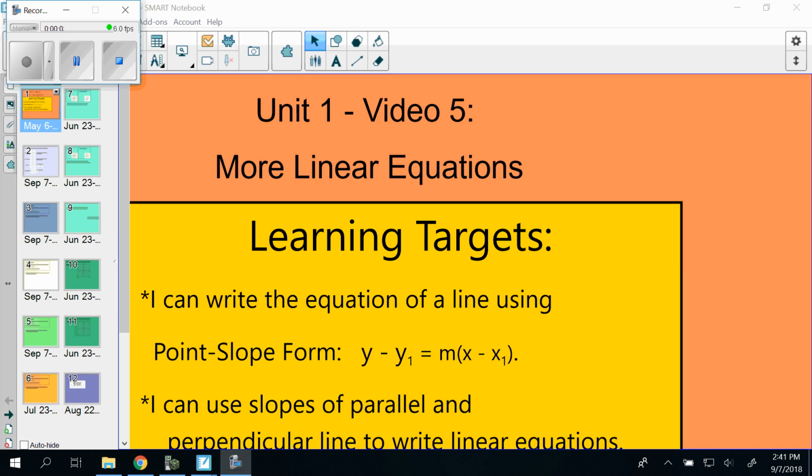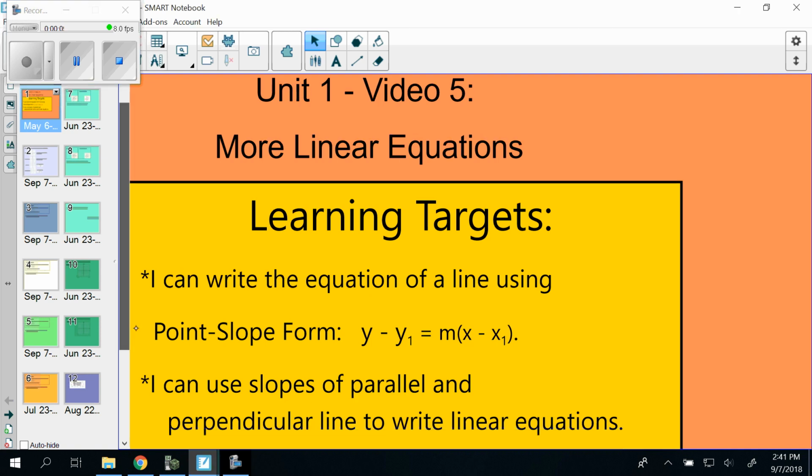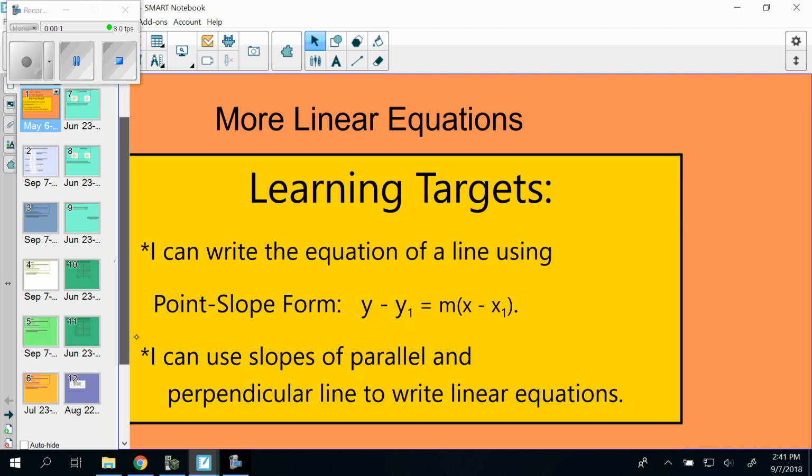Today we're going to look at some more linear equations. We want you to be able to write the equation of a line using what's called point slope form, and also use slopes of parallel and perpendicular lines to write equations.